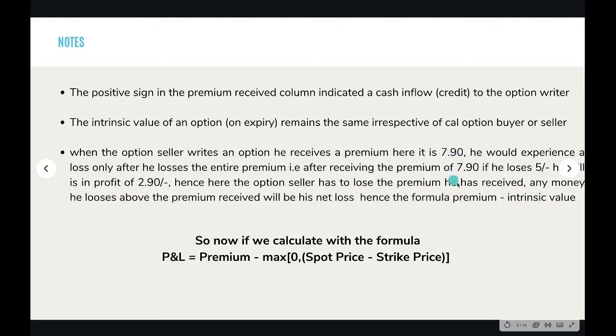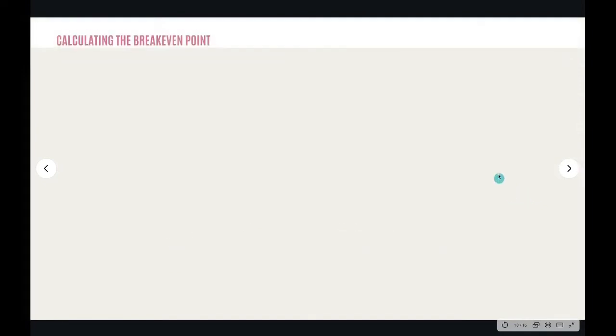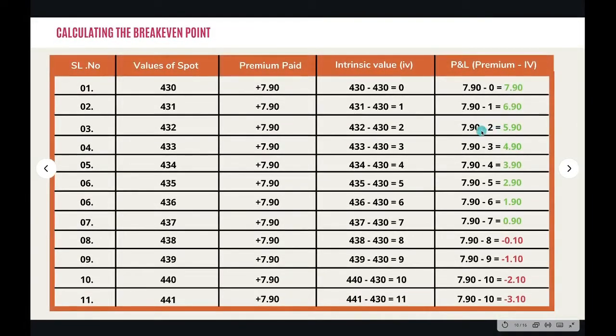So now you understand one thing. First, he has to lose this premium, right? The option seller has to lose this premium because he has received this premium, and then his loss will begin. So the formula we now calculate is P&L equals premium minus max of 0 and spot price minus strike price. Okay, now let's see the breakdown point.